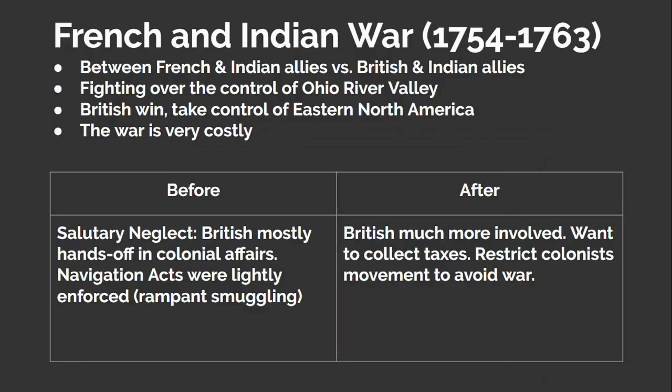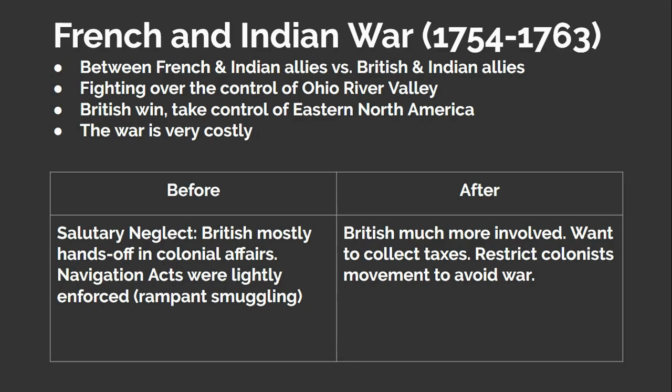To start off, for the cause of the Declaration of Independence, we need to go back to the previous war and the beginning of Period 3, the French and Indian War. This war was fought between the French and their Indian allies versus the British and their Indian allies. This was a global conflict, but for U.S. history, we are most concerned with the struggle for the control of the Ohio River Valley, which lies west of the Appalachian Mountains. The British won the war, but it was very costly, and they're going to need some extra revenue. Now let's take a look at how things will change for colonists.